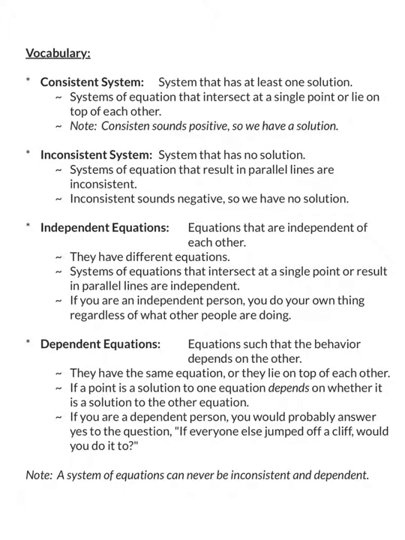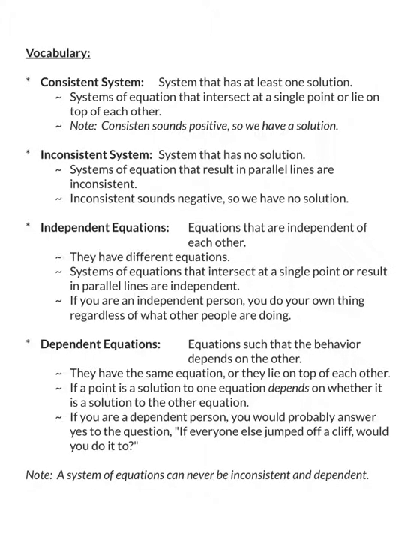An inconsistent system is a system that has no solution. Systems of equations that result in parallel lines are inconsistent. So if they have the same slope and different y-intercepts, you will have an inconsistent system. Inconsistent sounds negative, so no solution.